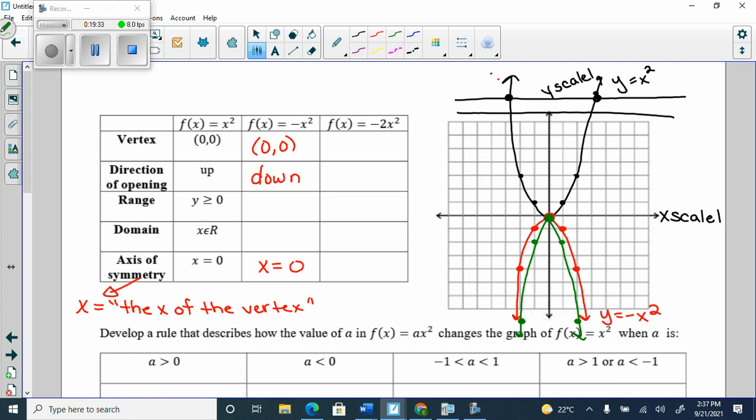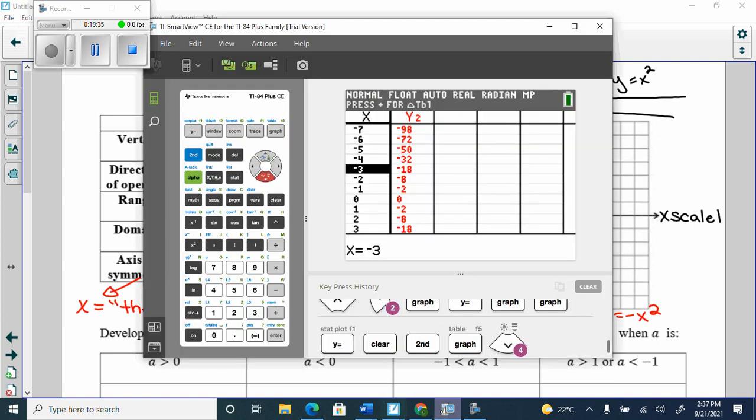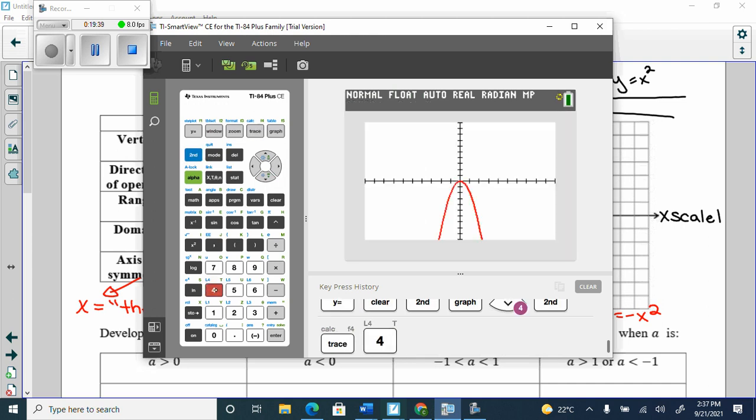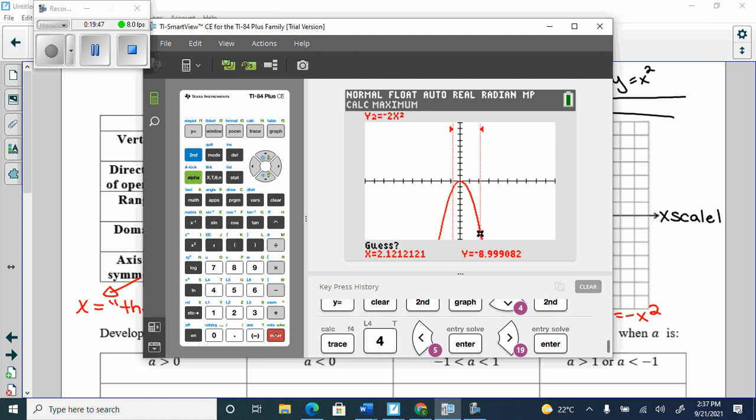So once again, I would go second trace. This graph is a maximum. So 4. Left bound. Enter. Right bound. I go right over here. I go down here, here, there, here. Any of these places. Enter. And then hit enter, and I get e to the -6, e to the -11. So what's it at? 0, 0.